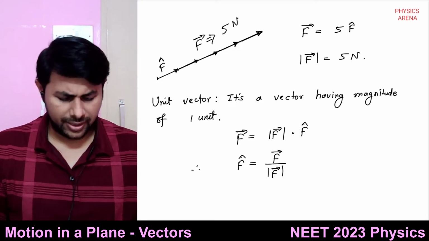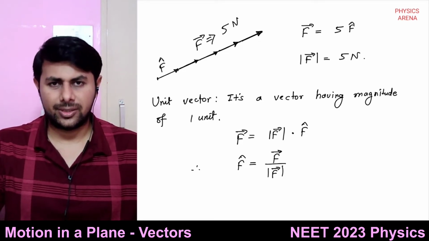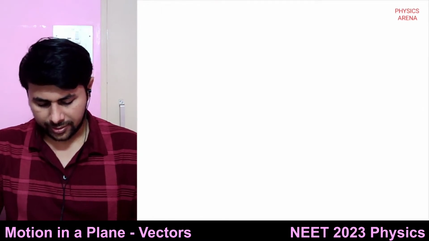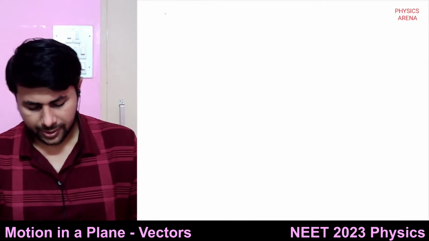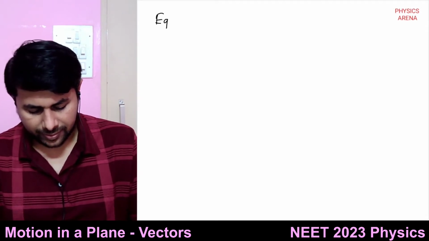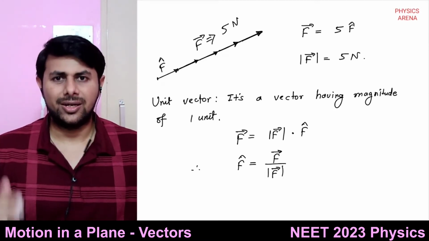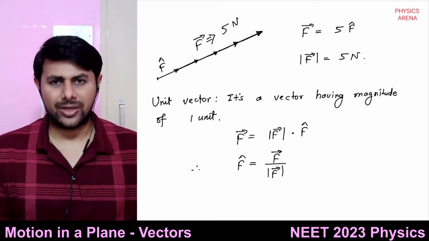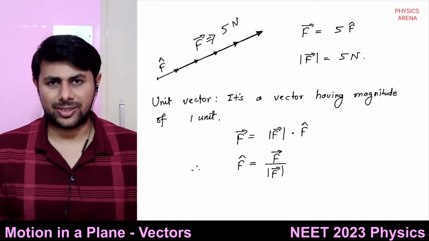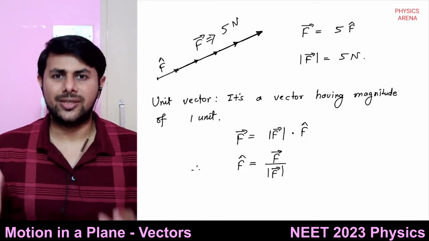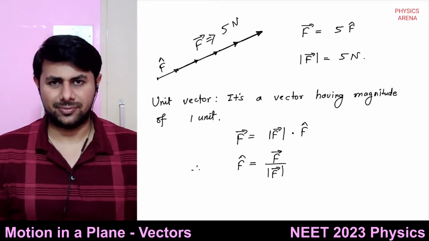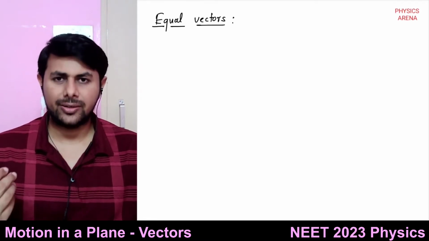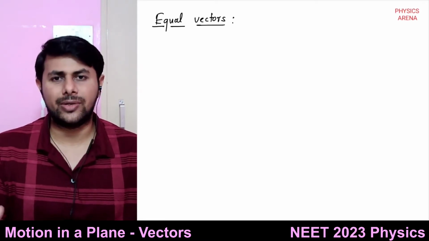Now there are some terms regarding vectors. The first term is equal vectors. What is a fixed vector? A vector which cannot be moved. And what is a free vector? A vector which can be moved anywhere in space, provided we don't change its magnitude and direction. If we know about free vectors, we get the definition of equal vectors.